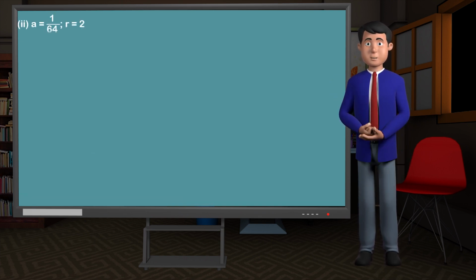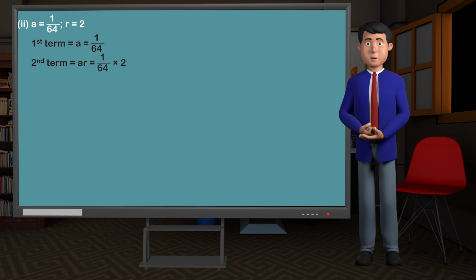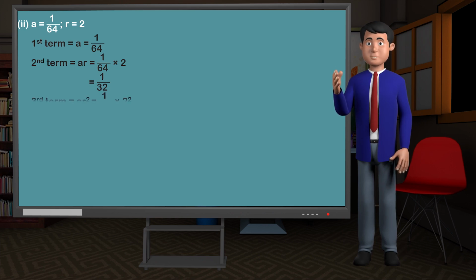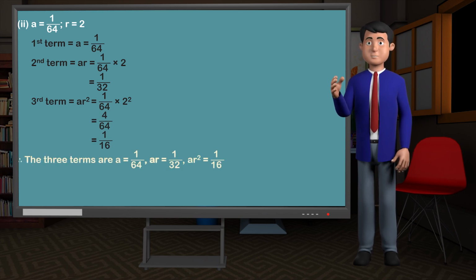Now let us solve A is equal to 1 by 64, R is equal to 2. Here the first term is A is equal to 1 by 64. Second term is equal to AR is equal to 1 by 64 into 2, that is equal to 1 by 32. Third term is equal to AR square is equal to 1 by 64 into 2 square, that is equal to 4 by 64, that is equal to 1 by 16. Therefore, the three terms are A is equal to 1 by 64, AR is equal to 1 by 32, AR square is equal to 1 by 16.